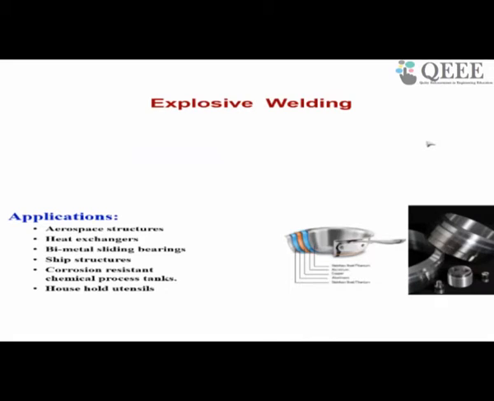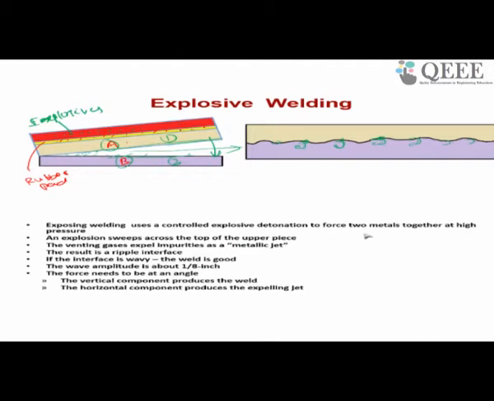So what are the applications? There are a lot of applications for this explosive welding. You join them, get many components in aerospace, heat exchanger, bimetallic cladding, ship structure, corrosion resistant chemical process tanks, household utensils. These are the utensils you can see. These bimetallic joints are made by explosion welding. What they do? So the two pieces to be joined, as I said, they keep two plates together. Suppose you want, let us say, the aluminum copper bimetals.